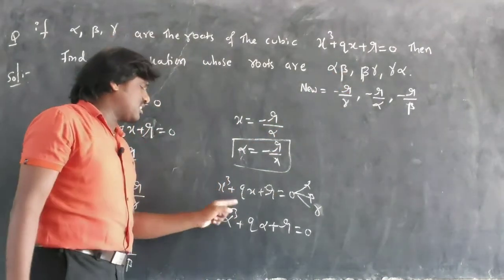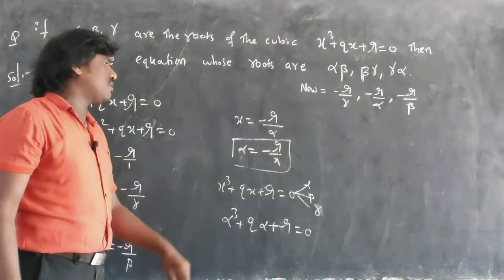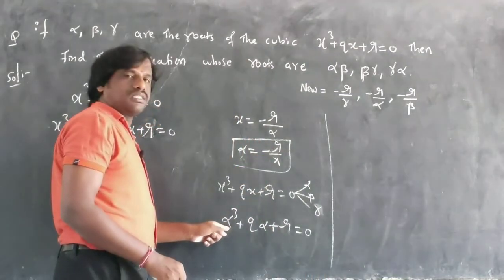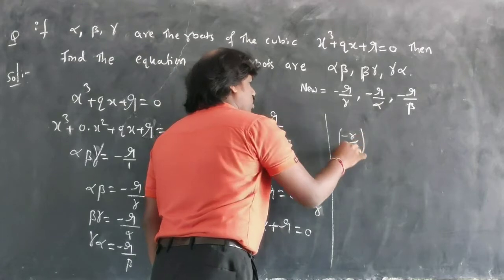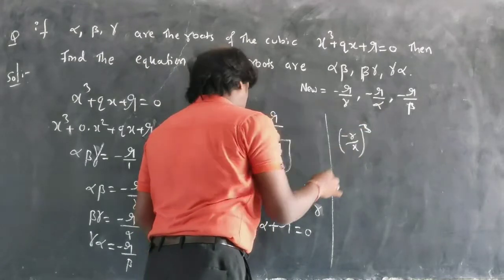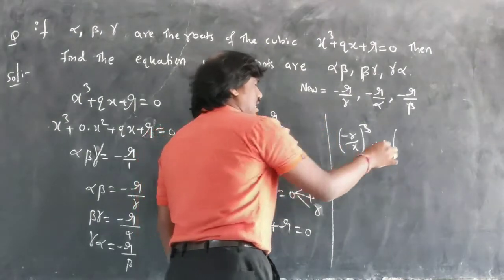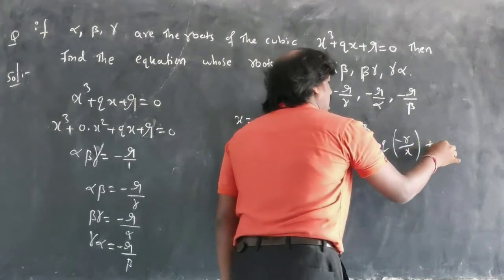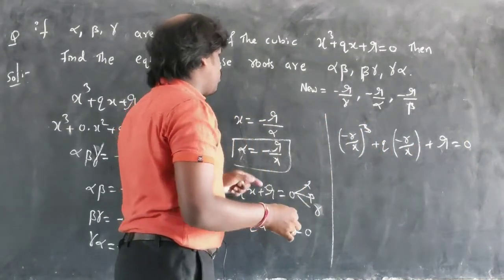So here it is transformed. Alpha value I can substitute now. Alpha value is minus r by x, I can substitute in this. So what I get here: (minus r by x) whole cube plus q times (minus r by x) plus r is equal to 0. Okay, this is what we are talking about, r, right?